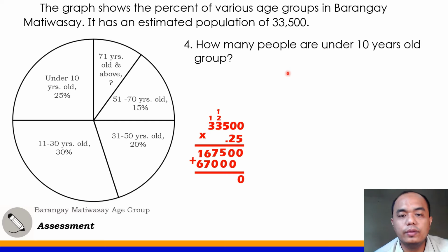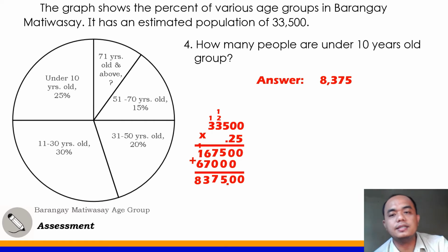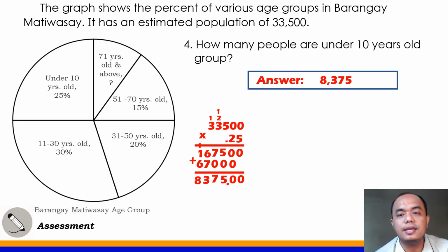So add natin yan, we have 0, 0, 5, 7. 6 plus 7 is 13, carry 1. 1 plus 1 plus 6 is 8. So dalawang decimal place value, maglalagay din tayo ng dalawang decimal place value dito. So yung final answer natin for number 4 is 8,375. Ito yung final answer natin.